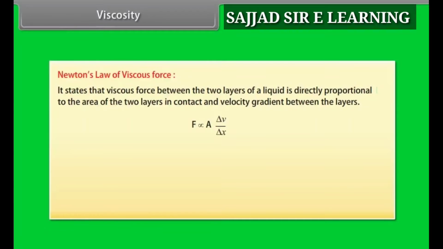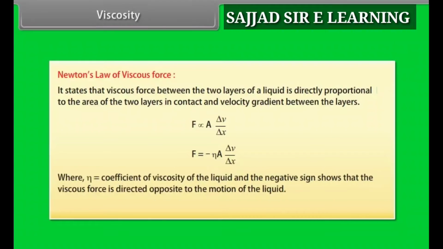F is directly proportional to A into delta v upon delta x. This equation can be written as F equals minus eta A into delta v upon delta x, where eta is the coefficient of viscosity of the liquid, and the negative sign shows that the viscous force is directed opposite to the motion of the liquid. Its dimensional formula is M L to the power minus 1 T to the power minus 1.